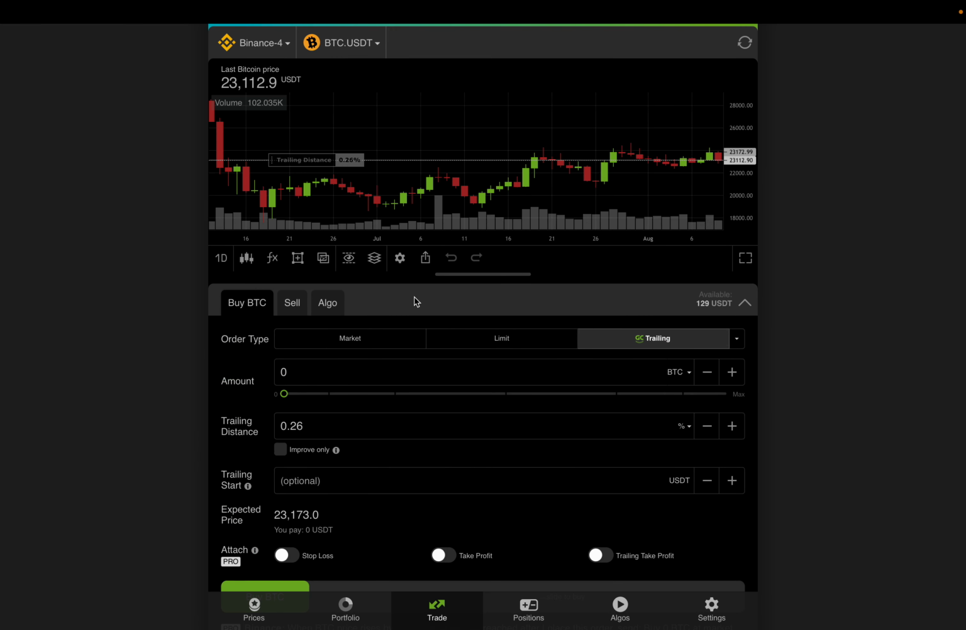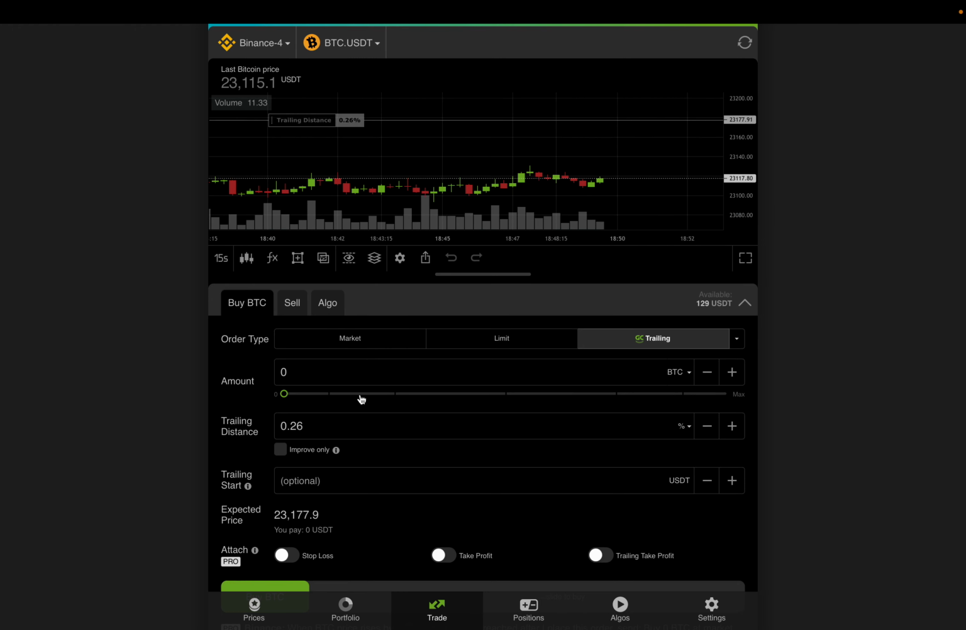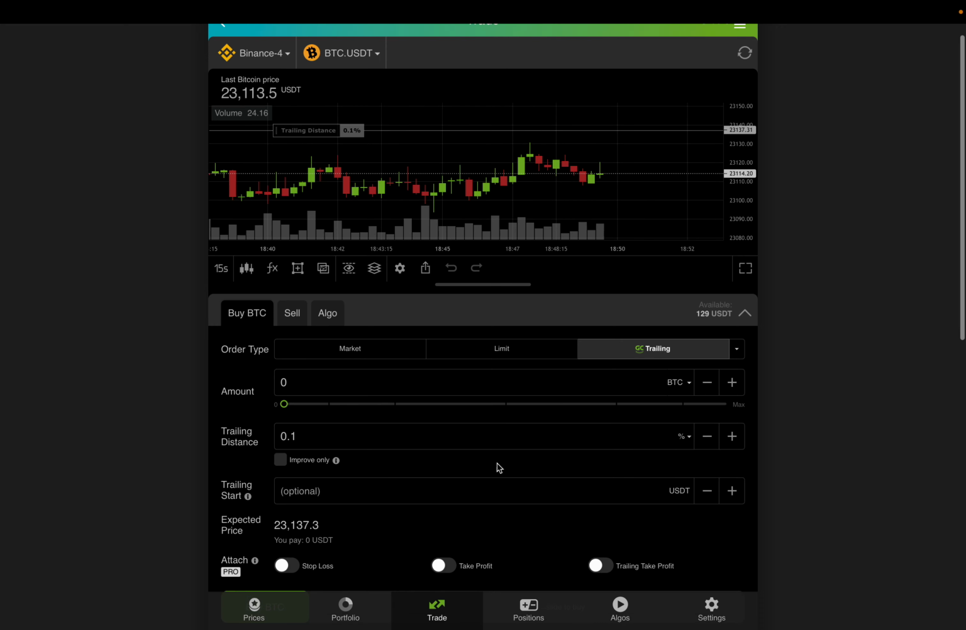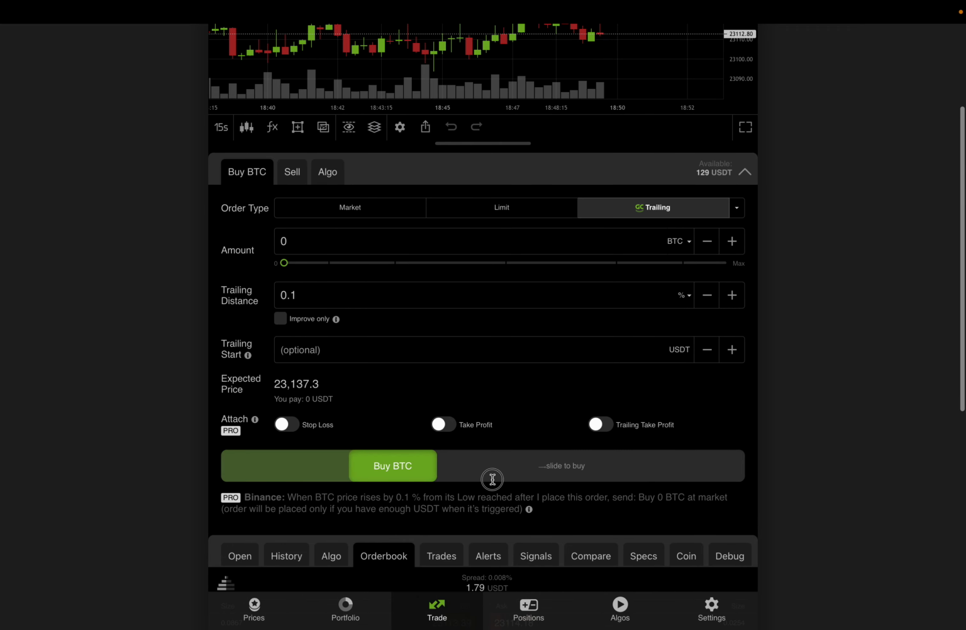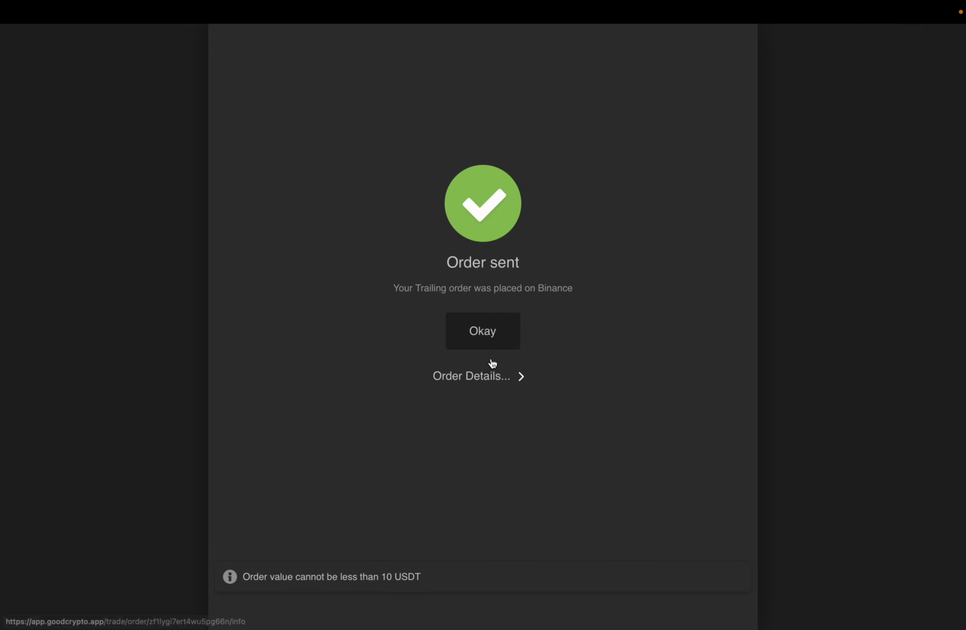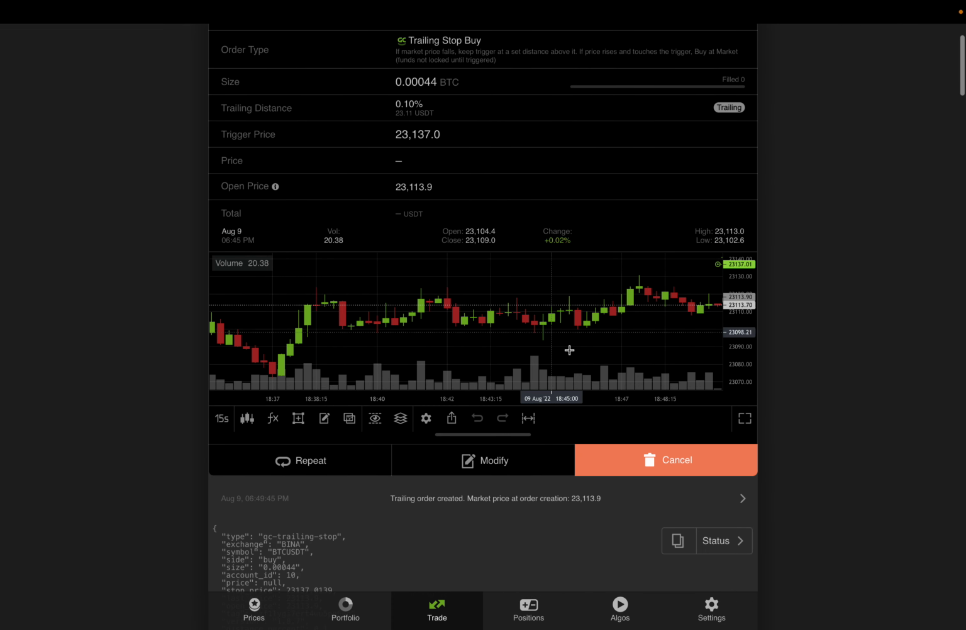Option one, you choose trailing stop limit. You want a certainty of execution. You send a buy BTC order with a small trailing distance of 0.01%. Let's see what happens here. Okay, yeah, we need to set the order size. So now we've just sent a trailing order on Binance. Let's see what happens here.